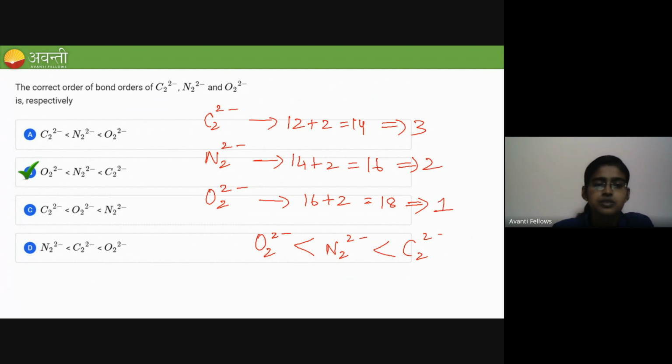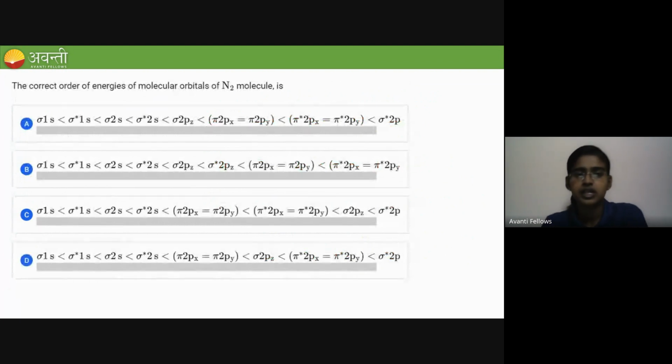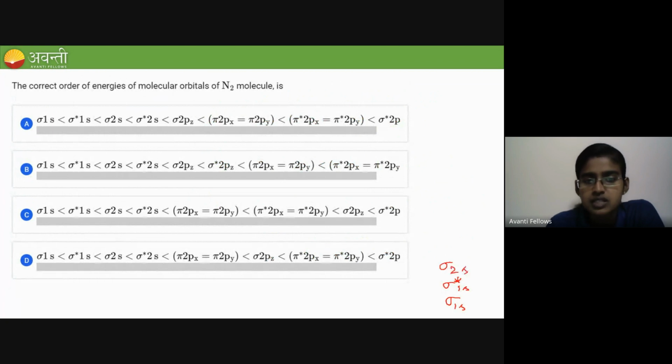Okay. Now, the correct order of energies of molecular orbitals of the nitrogen molecule is, so we have seen the diagram, right? At the bottom we have sigma 1s, then sigma star 1s, then sigma 2s, then sigma star 2s, which is higher in energy than sigma 2s. Then above this we have two orbitals, one is pi 2px and the other one is pi 2py. They both have similar energy.